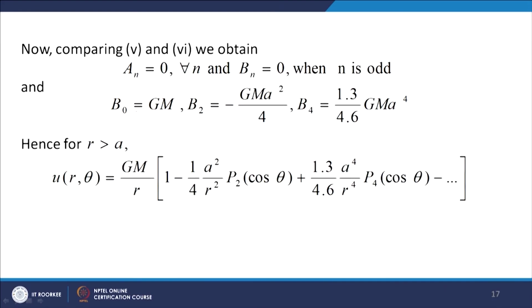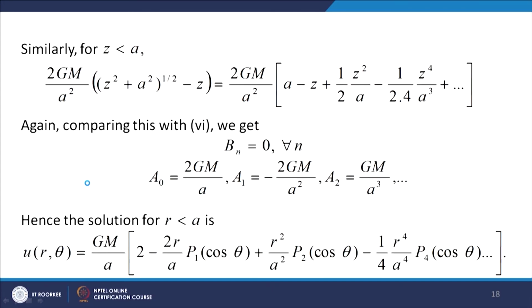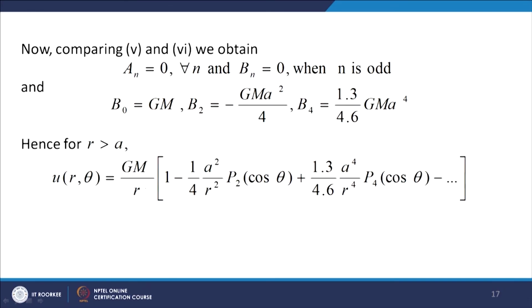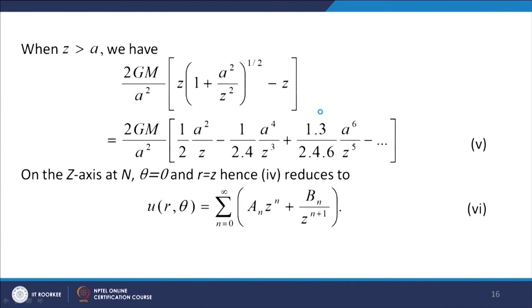So we have b naught this, b 2 this, b 4 this, and therefore, for r greater than a, u r theta is equal to this one. U r theta is GM by r times (1 minus 1 by 4 a square by r square P 2 cos theta), and we can put the values of B0, B2, B4 in this expression.